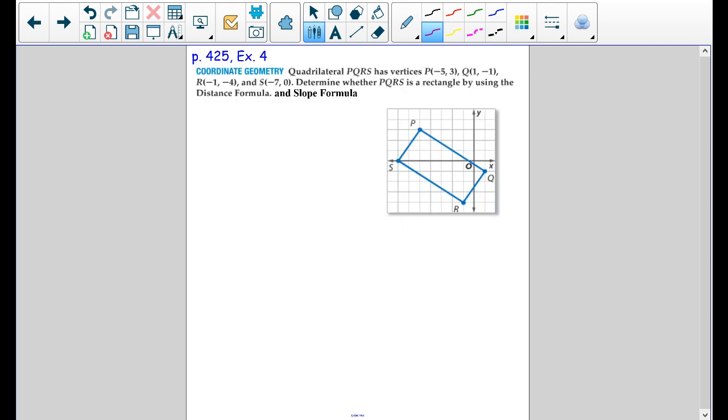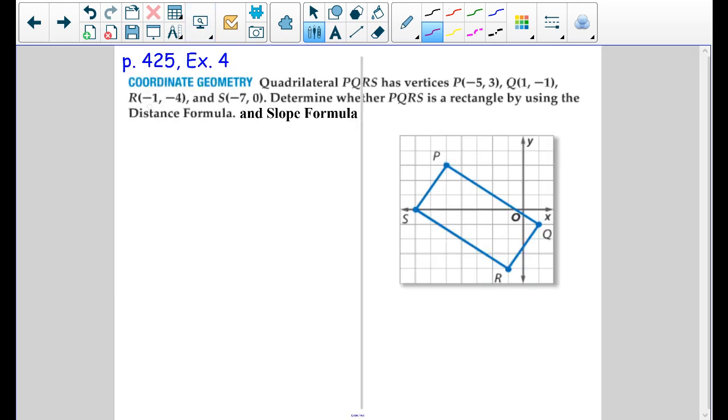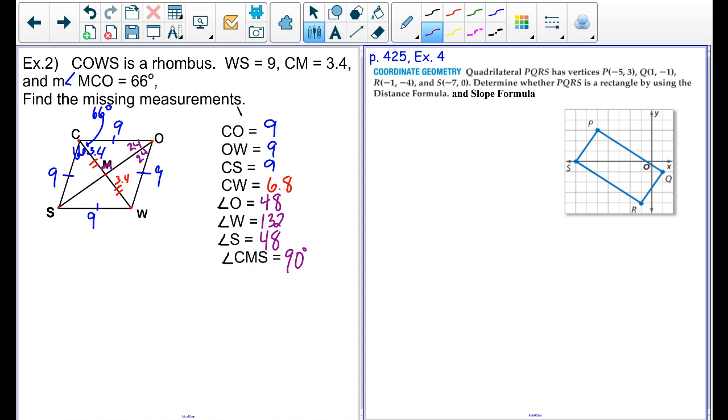Okay, so on the next page, we have a quadrilateral, 4 sides, right? There's the vertices. It says determine whether PQRS is a rectangle. Okay? Now, what's specific with a rectangle? What's specific about a rectangle?